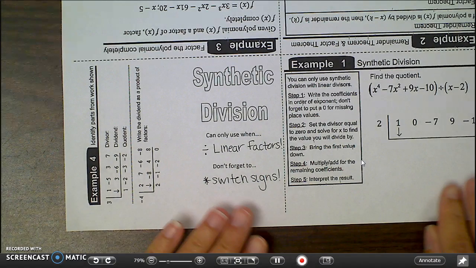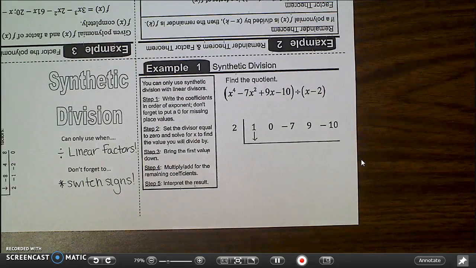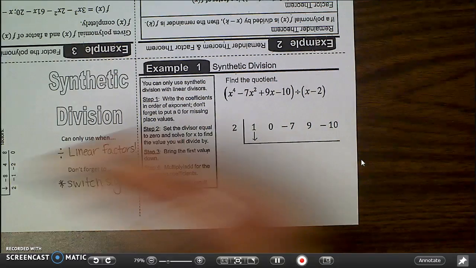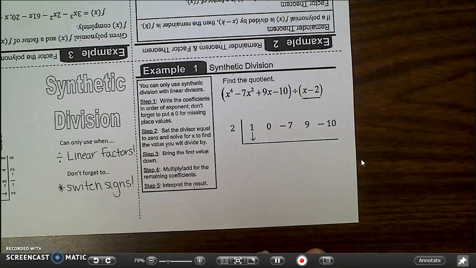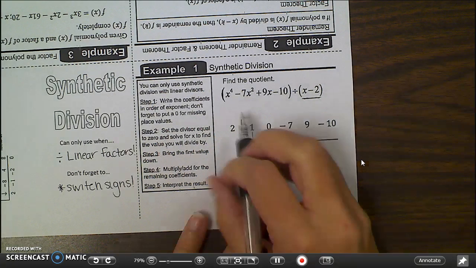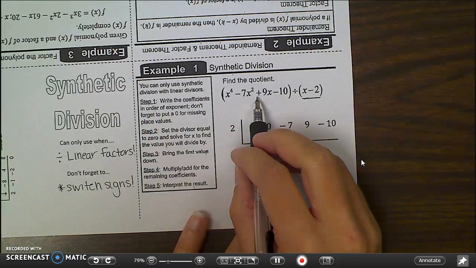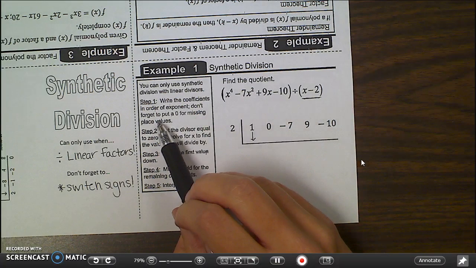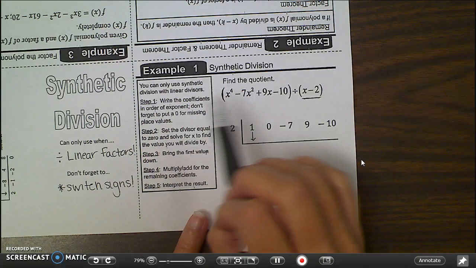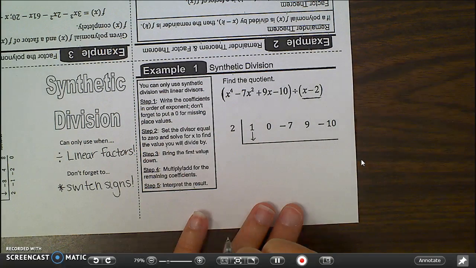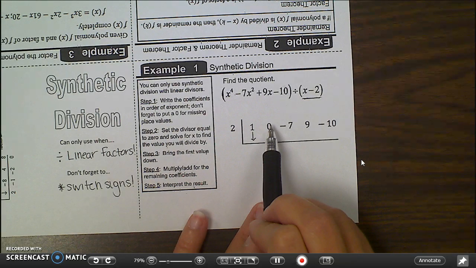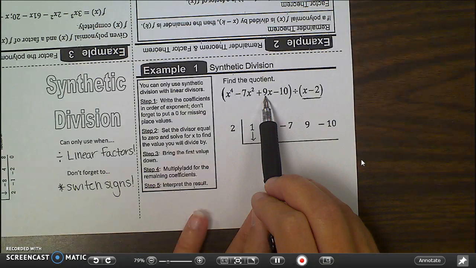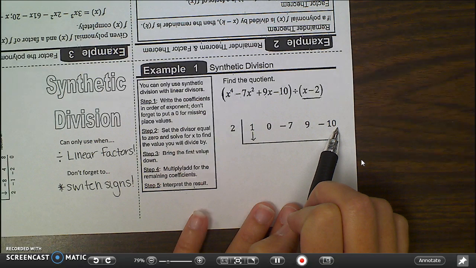Okay, so let's look at our first example. Right along the side here we have all of our directions. We can only use synthetic division with linear divisors, which we do have right here, so that's a good thing. We're going to write the coefficients of our dividend in order of exponent, and make sure we don't forget to put a 0 in for missing place values, which we had to do yesterday with long division as well. Here I have each of these numbers: 1, there's no x to the third, so 0, -7, 9, and then -10.